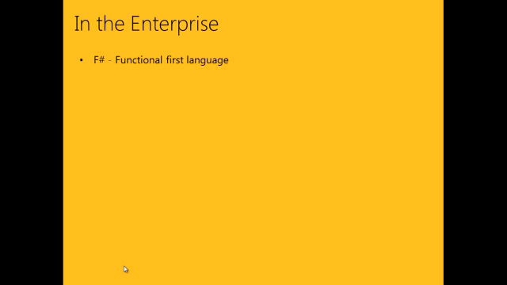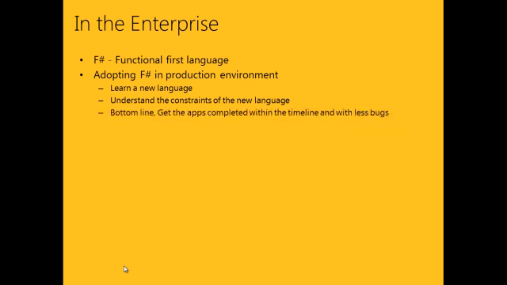As you all know, F# is a functional first language, so it puts functional programming as the first paradigm compared to other object-oriented programming that is available in Visual Studio. The major questions when using F# in a production environment are: you have to learn a new language, understand the constraints of the new language, and then somehow be productive creating your apps. Bottom line is you have to get your apps completed within the timeline and with fewer bugs.